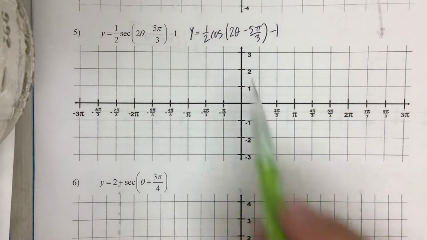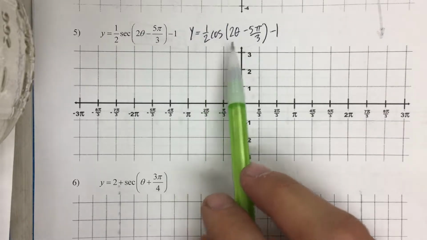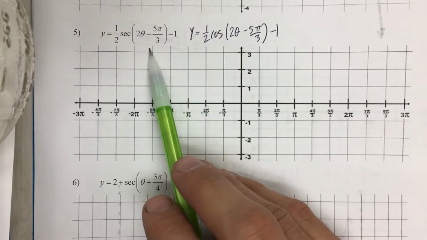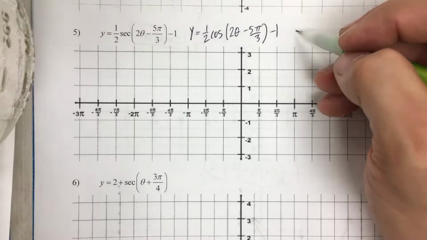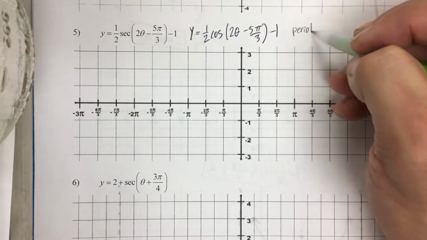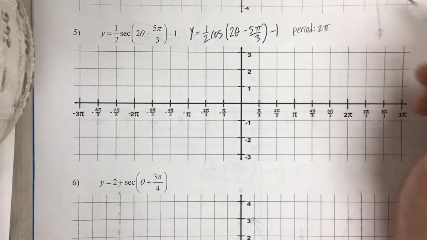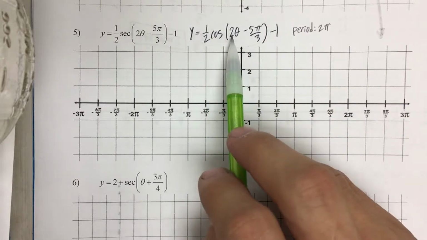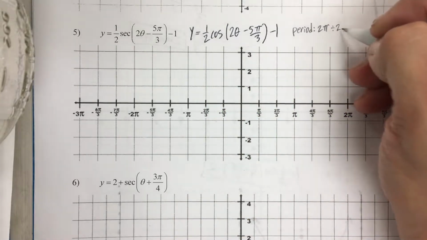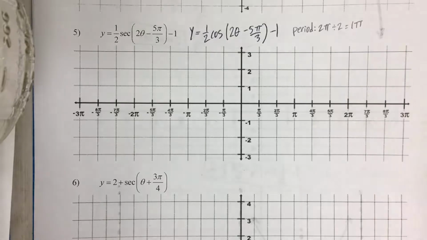When we start this out, the first thing we need to do is solve for the period. The period for this graph is going to be the same as the period for this graph. So we start off with a base period of 2 pi, and when we divide it by the number in front of theta, we get 1 pi.